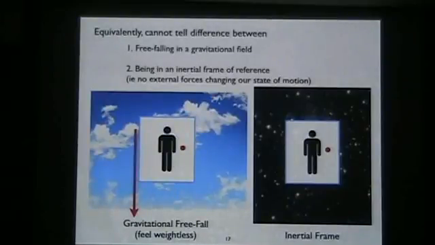So Einstein put forward a version of the equivalence principle, which he called the strong equivalence principle, which is the statement that neither of these guys can perform an experiment that could distinguish between being in a box free falling or being in a box in the middle of space.